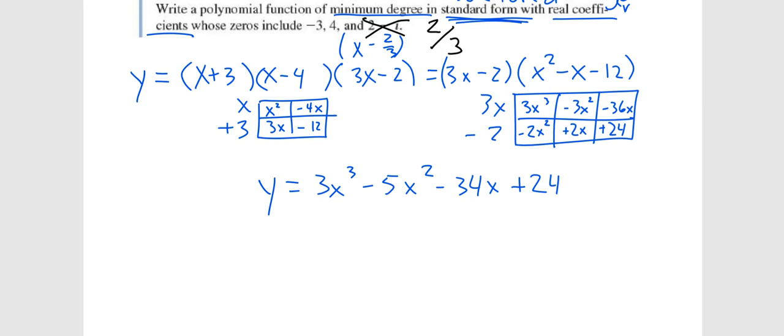All right. If you just want to jot down the final answer and then go back and fill it in, that'll work.